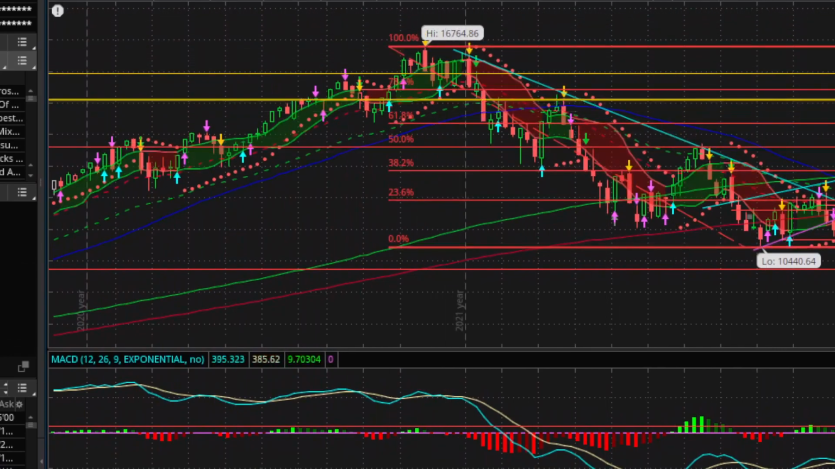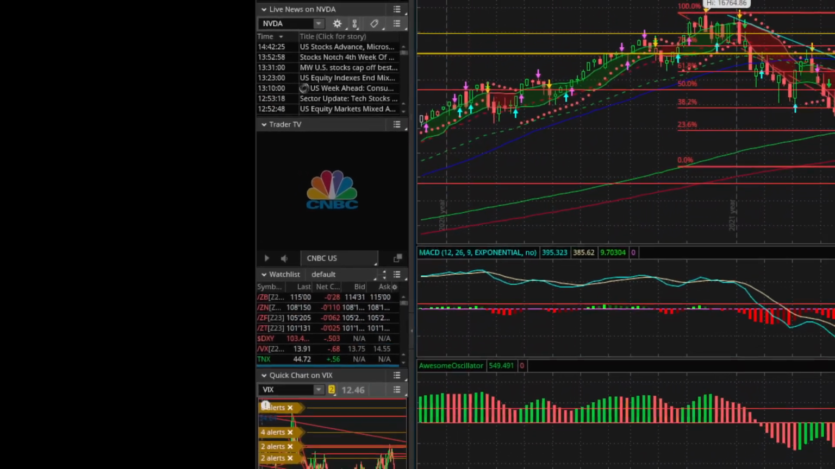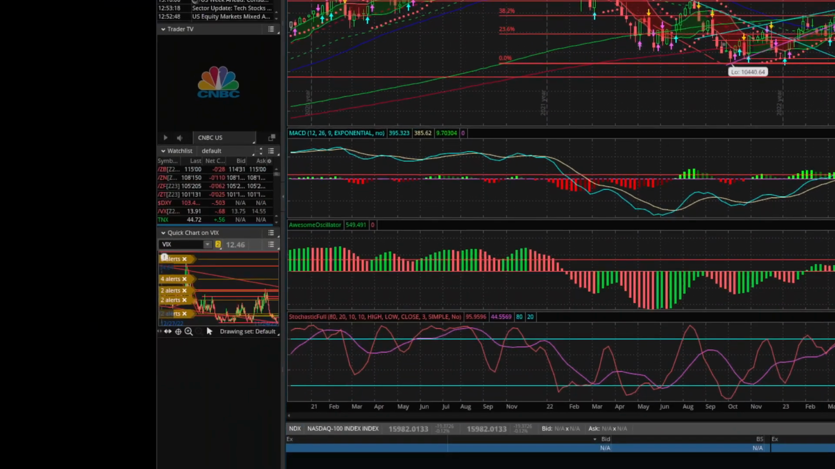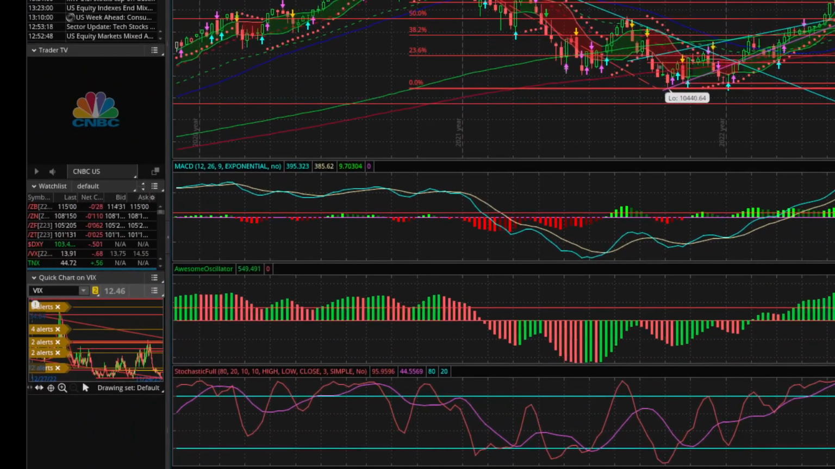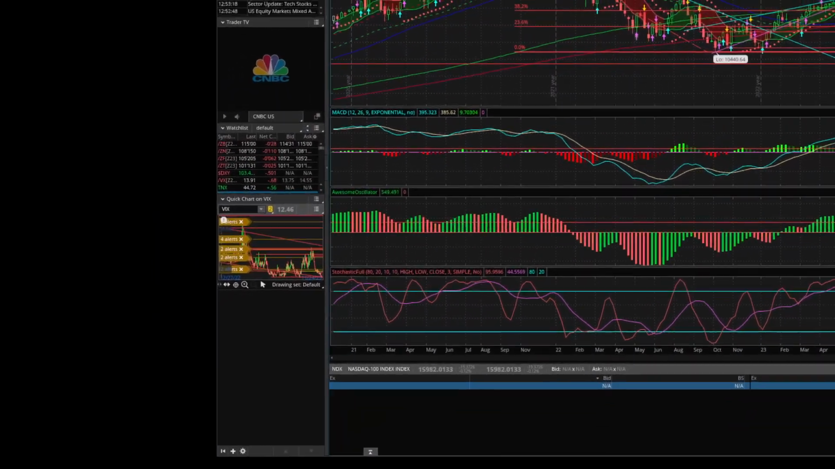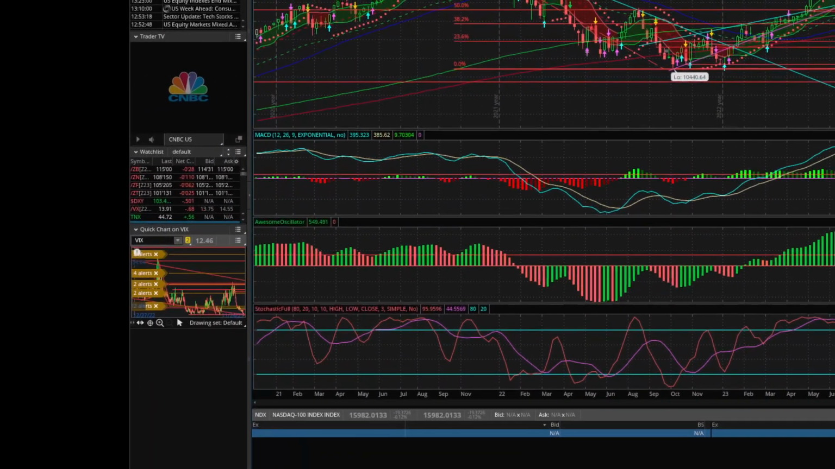So I'm going to zoom it out so you guys can see a little bit better of what I'm trying to show you. I'm trying to zoom in so you can see better, but I think the overall picture is going to be seen way better this way. So let's do that.